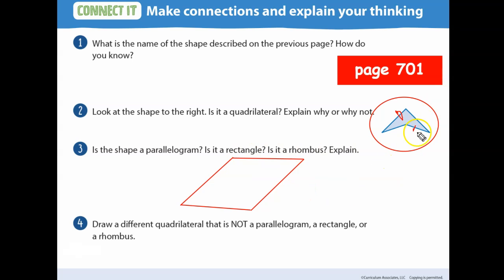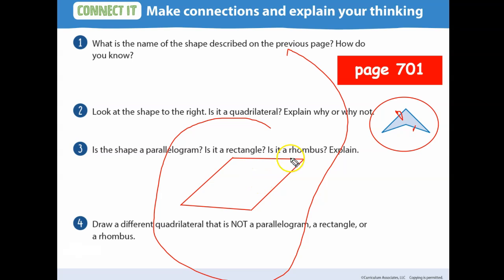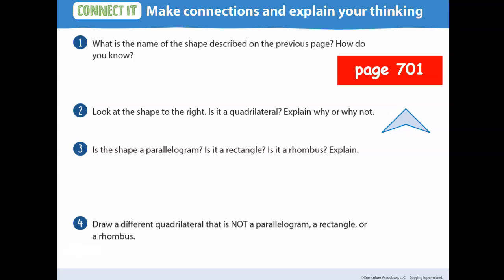Okay. And is it a rhombus? No. No, a rhombus is this. Okay, it has two pairs of parallel sides and all the sides are equal. Now what I want you to do, it says draw a different quadrilateral that is not a parallelogram, not a rectangle, or a rhombus. Go.